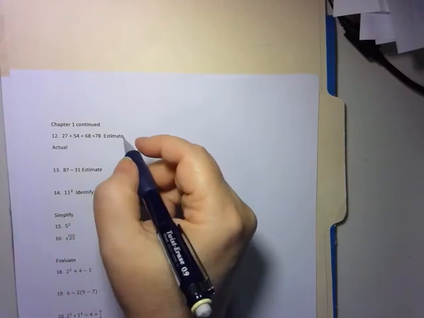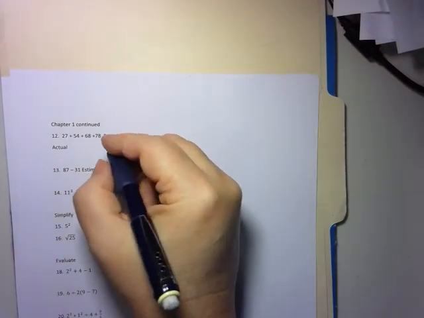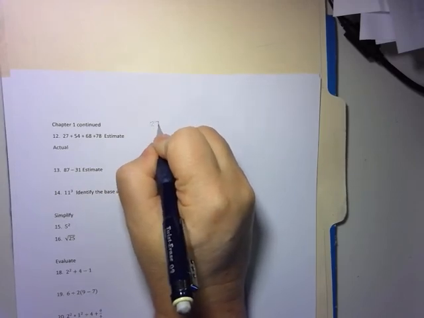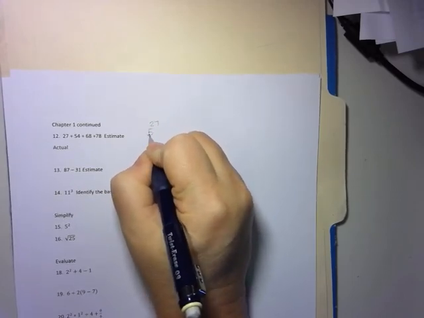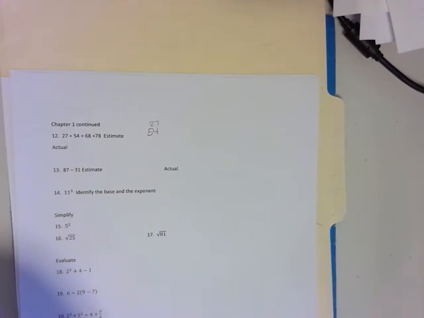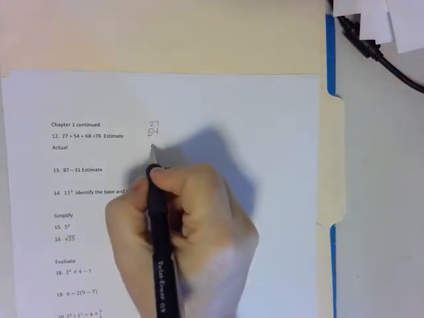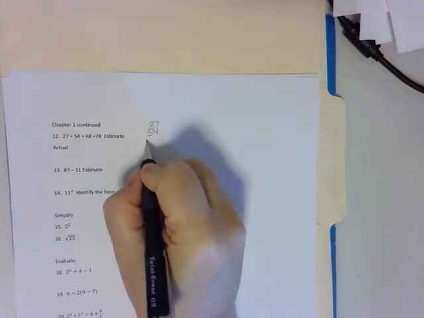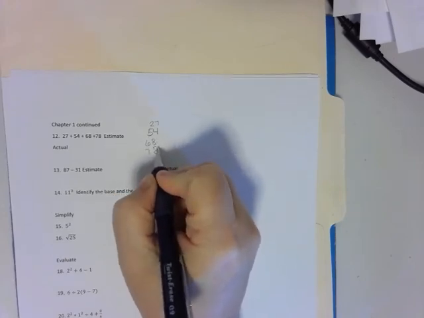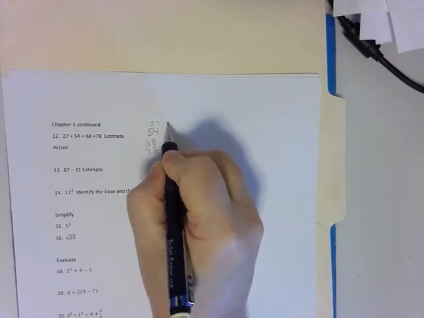So here, we're first going to estimate. So I have 27, 54, 68, and 78. Let me see, I have a little bit of glare. Does that work better? So I'm going to estimate 27.